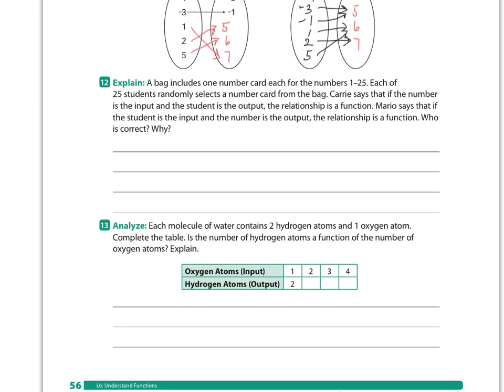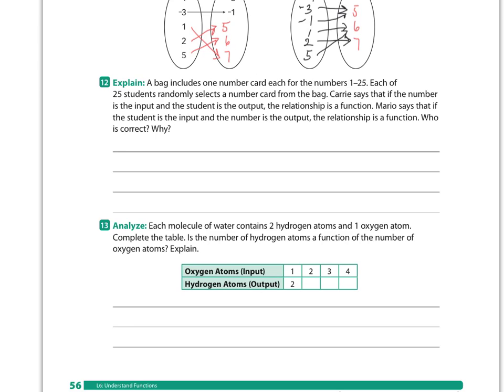Okay, so if you've read through number 12, it says a bag includes one number card, numbers 1 through 25. And then we have 25 students. And if each one of them picks a number card from the bag, would that be a function, right? So the answer to this one is yes, it would be, right? Both Carrie and Mario are both right.